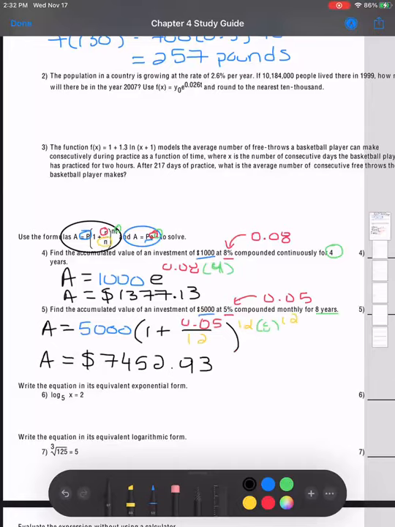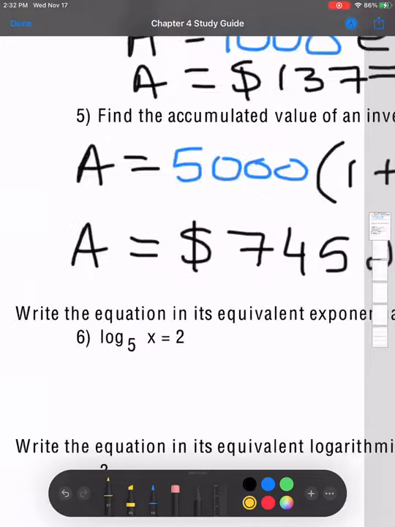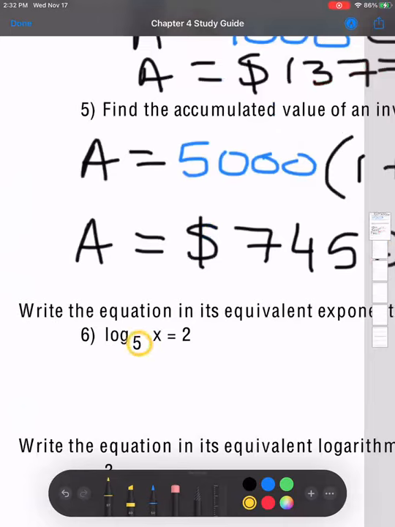Okay, so now for number 6, it says log with the base 5 of x equals 2. So this one is just rearranging it. You're going to have to remember that this 5 down here is going to be the base. So we're going to start with 5. And then what's on the other side goes on top, so that's going to be this 2. So it's going to be 5 to the power of 2. And then all you have left is this x, so you're going to have equals x.